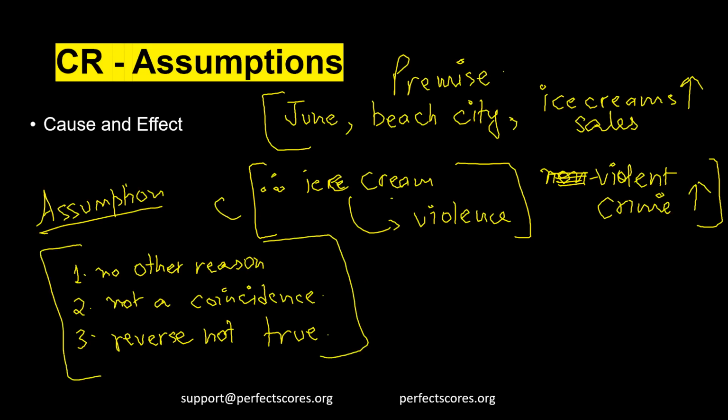Is everyone clear on this? Yeah. Right, all right. And this applies to the AWA arguments as well. And cause and effect is one of the most direct and straightforward patterns that you can have. Just remember these three are the assumptions. First is there's no other reason for that effect. Second is it's not just a coincidence. Third is reverse is not true.